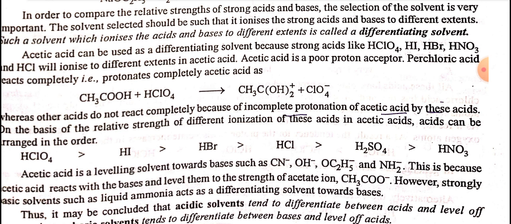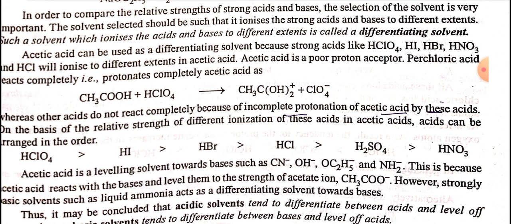Acetic acid is a poor proton acceptor. Perchloric acid protonates acetic acid completely, whereas other acids do not react completely because of incomplete protonation of acetic acid by these acids. On the basis of relative strength of ionization of these acids in acetic acid, acids can be arranged in the order HClO4, HI, HBr, HCl, H2SO4, and HNO3.